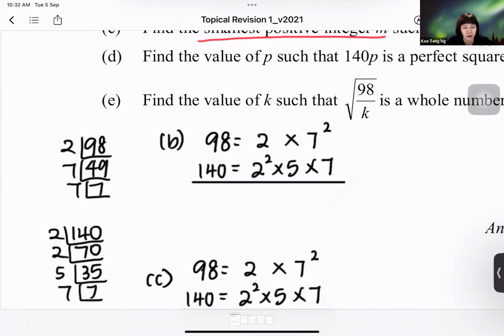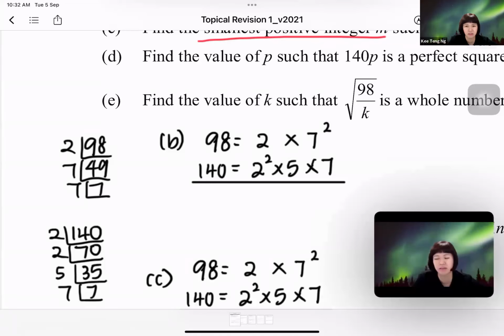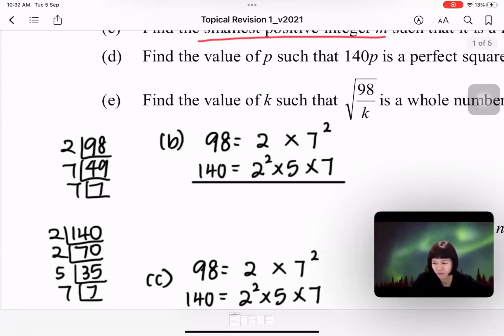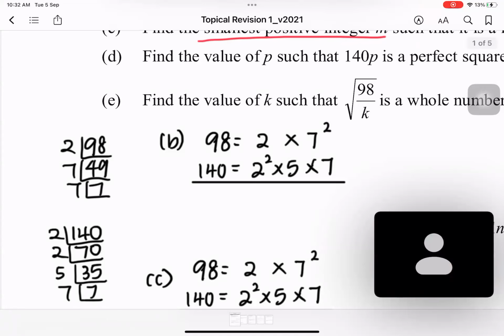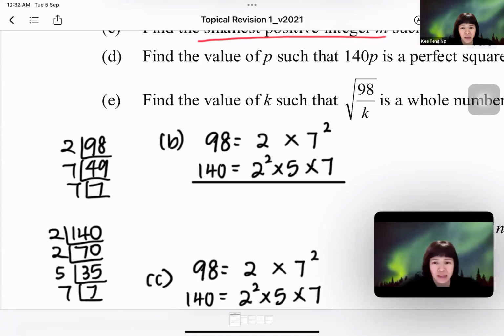Okay, we have 2, the smallest number is 2, then 3, then what's the next prime factor after 2 and 3? Yes, 5, 7. Is 9 a prime factor? No, 9 is not a prime factor, okay? 9 can be divided by 3, so 9 is not a prime factor, so just take note.